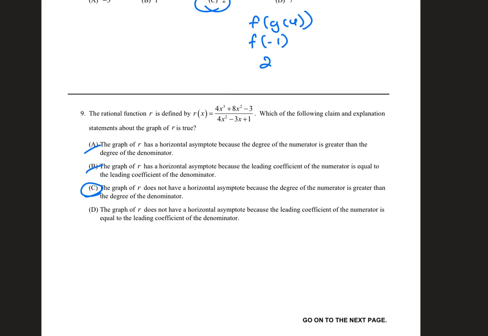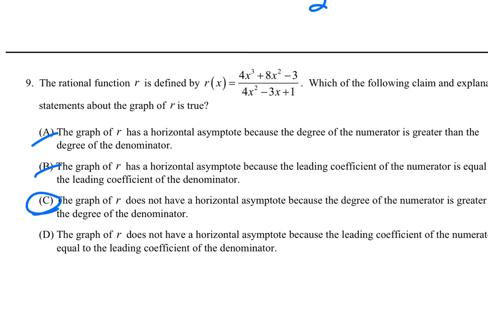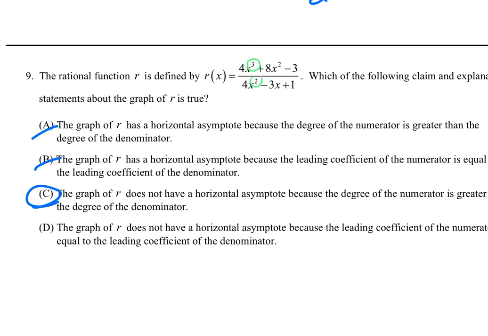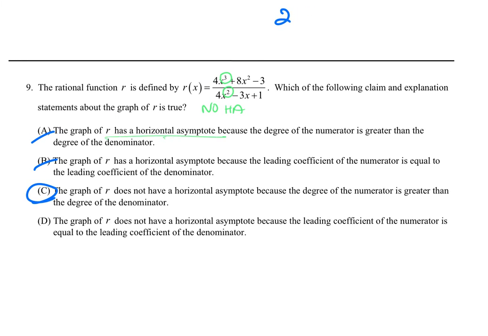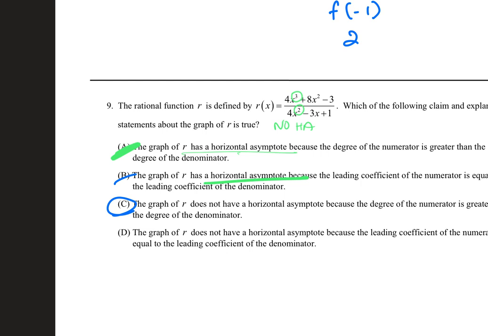9. 9 says you've got a rational function, which is the following, which claim about the function is true. If you look through your answer choices, they're all about the horizontal asymptote. So horizontal asymptote means we look at the highest exponent in the top and the bottom, and that's your n and m, right? If n is bigger than m, there's no horizontal asymptote. So if you look at the choices, this one has a horizontal asymptote, cross it out. This one has a horizontal asymptote, cross it out. Now I'm down to these two.